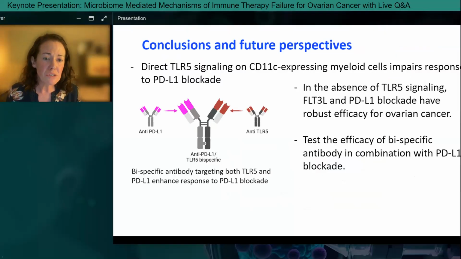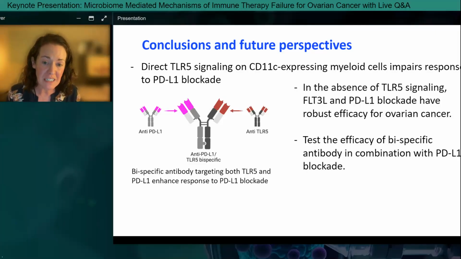And so in conclusion, what all of this data really suggests is that direct TLR5 signaling on CD11c expressing myeloid cells significantly impairs the response to PD-L1 blockade. And we believe that by blocking this signaling pathway, or in the absence, so for the 10% of individuals that have a deficiency in TLR5 signaling already, FLT3 ligand and PD-L1 blockade have robust potential to increase outcomes. And that's really what we're hoping will be recapitulated from our preclinical models.